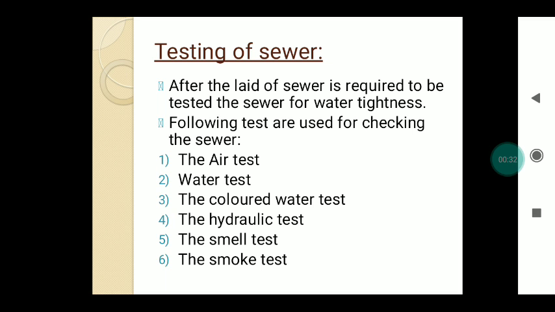The first test is the air test, then the water test, color water test, hydraulic test, smell test and smoke test. These are a few tests which are conducted for checking the water tightness and to find out the leakage in the sewer system. So let us discuss one by one.